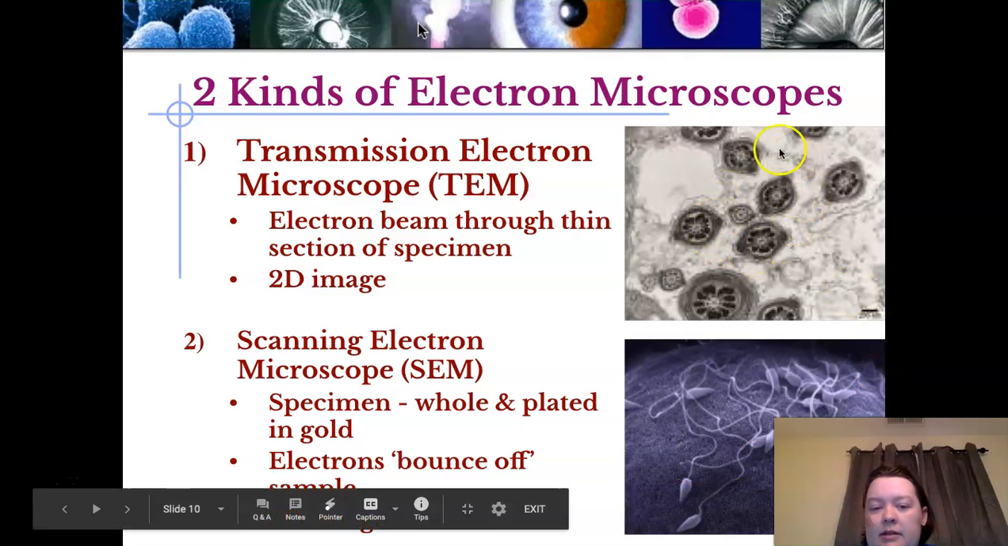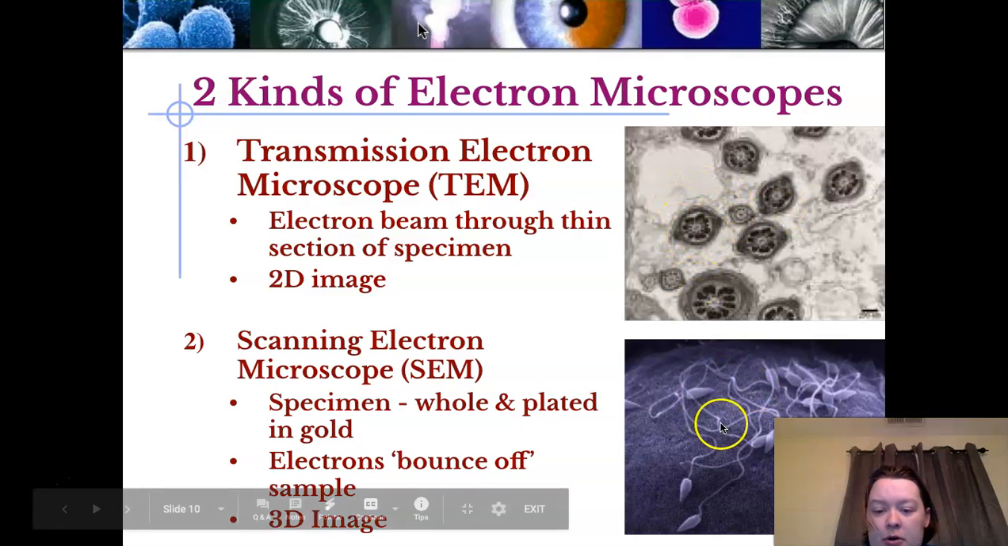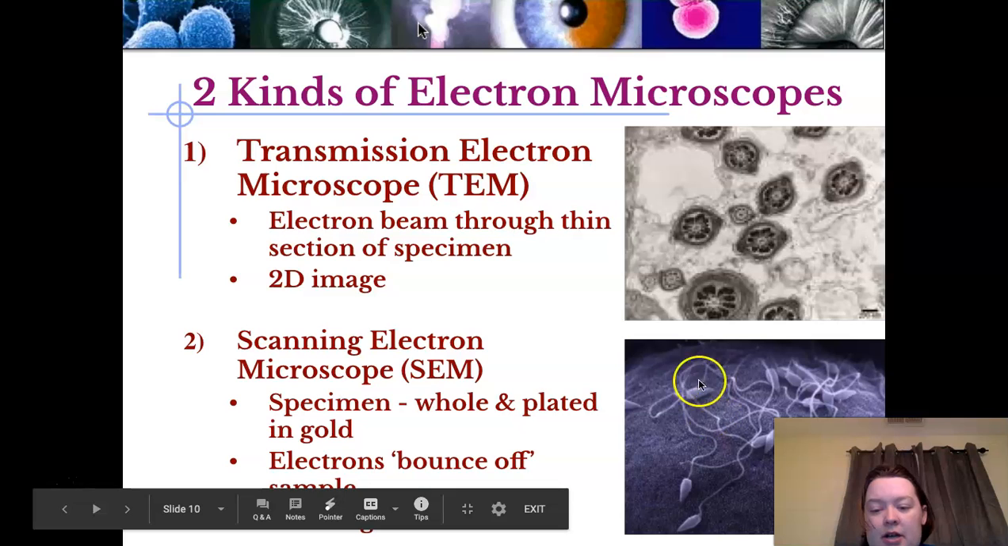So here would be an example of a transmission electron microscope image. It's two-dimensional, you can't see terribly many aspects of this, and this is a section of a sperm, versus here we can see the entire sperm in a three-dimensional image.